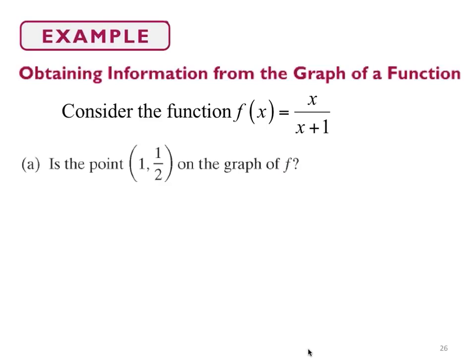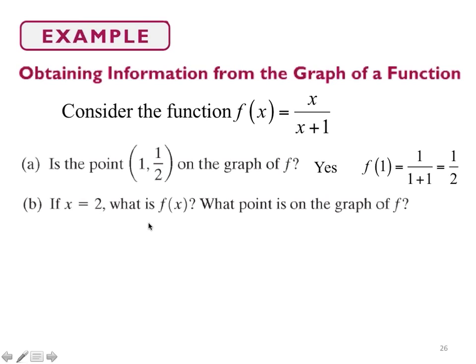Okay, let's look at this function here, f of x equals x over x plus 1. Let's try to answer the question, is the point 1, 1/2 on the graph? So what we need to do is plug 1 in for x and figure out what our y is. So if we plug 1 in for x, we get 1 over 2. So yes, that means that the point 1, 1 over 2 is on the graph.